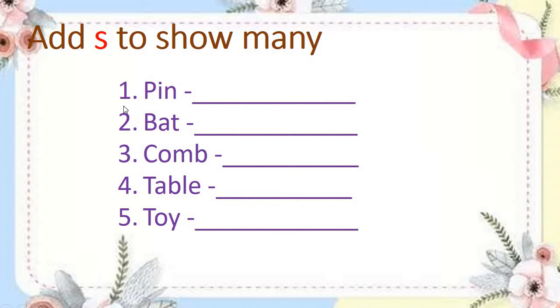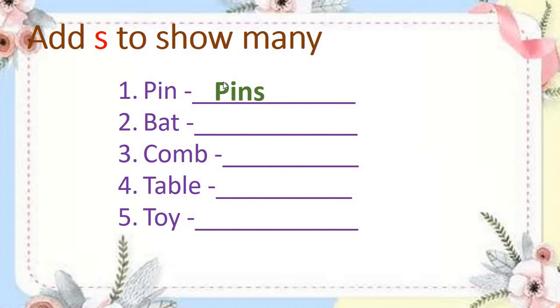Okay, children? See number 1. It is pin. P-I-N, pin. What is a pin? You have seen a pin, no? That pin. So this is only one pin. But if there are many pins, what do we have to do? We have to add S. So the spelling will be P-I-N-S, pins. Pin, pins.